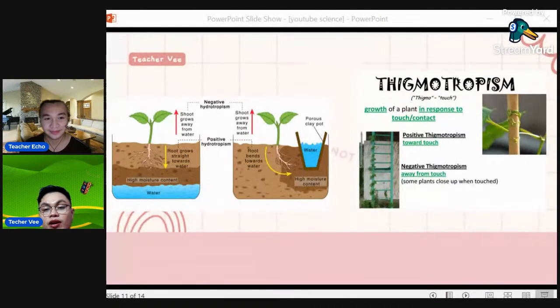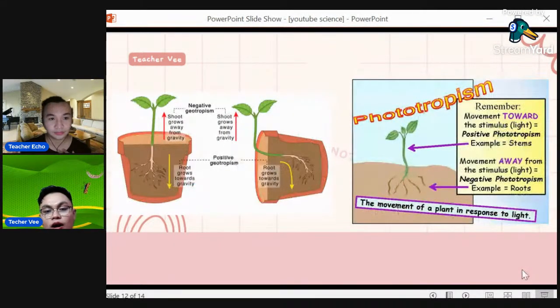Okay, so these are plants that close up when you touch. So example po nito yung Makahiya, kasi nahihiya siya kaya siya nag-close. That's negative thigmotropism. Kuha po ba? Okay, thigmo, that's touch.